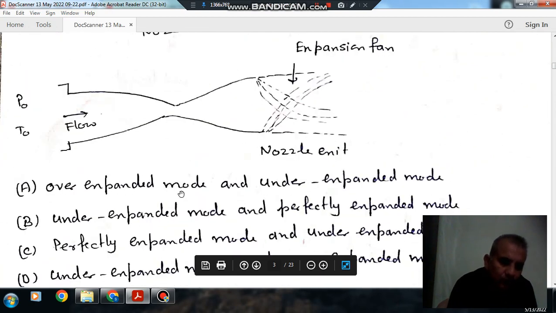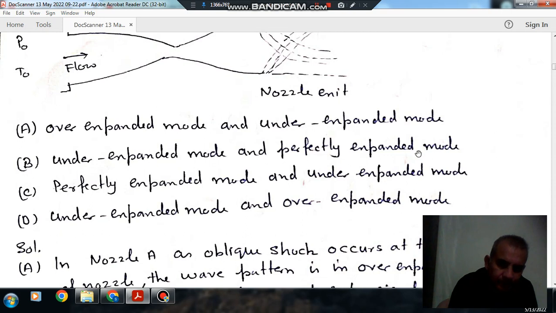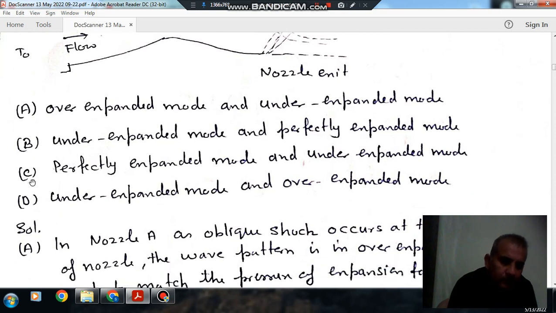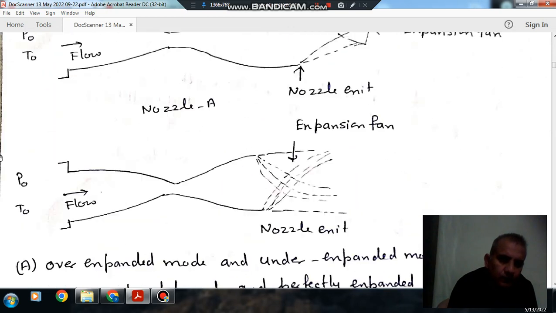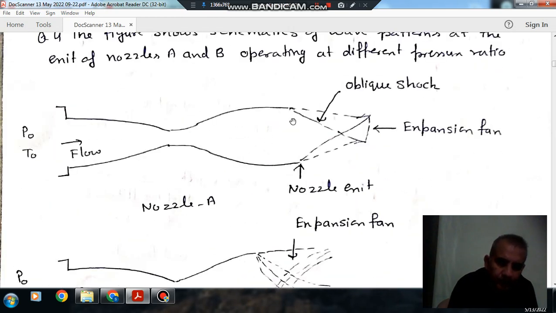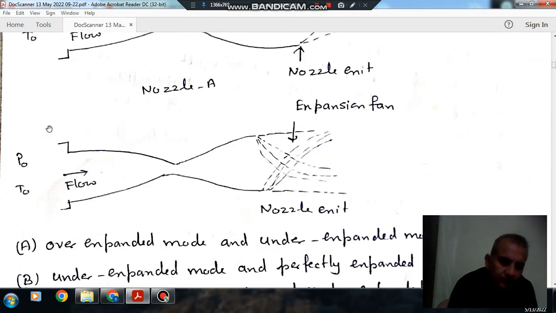Option A: over expanded mode and under expanded mode. B: under expanded mode and perfectly expanded mode. C: perfectly expanded mode and under expanded mode. D: under expanded mode and over expanded mode. So in case of A, a shock is existing at the nozzle exit. It means the nozzle is over expanded.